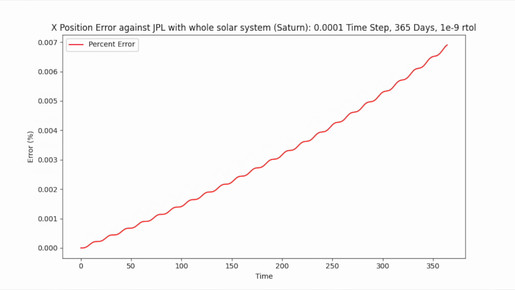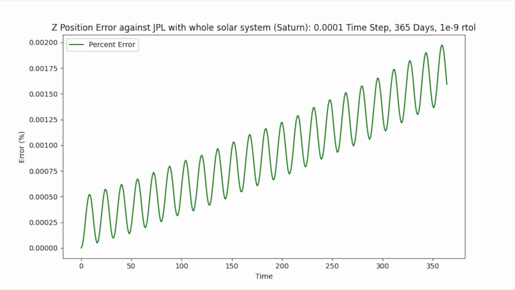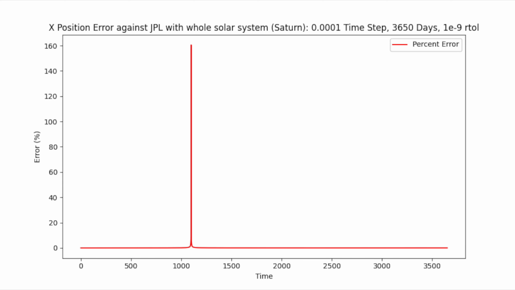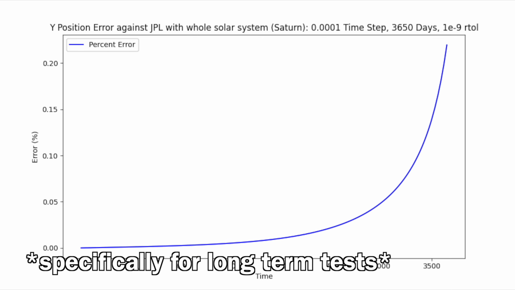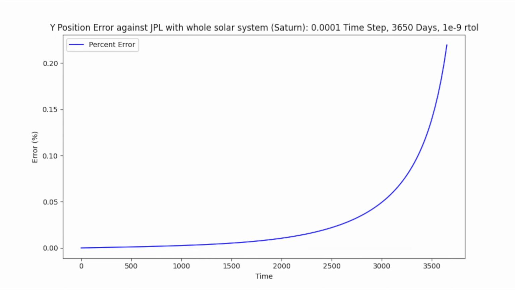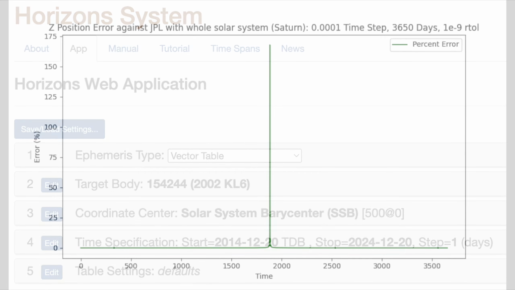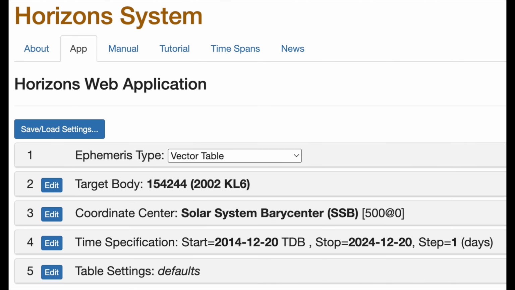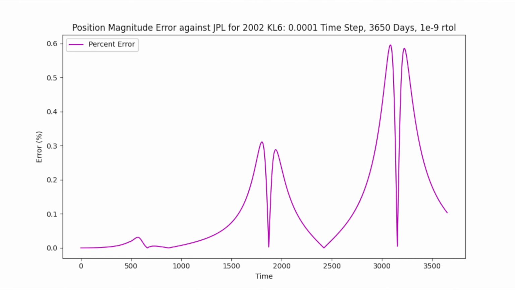Well, when investigating the exact XYZ coordinates, it still seems like we retain accuracy. There's some odd spikes at specific moments, which I feel is less due to the inaccuracy of my simulation, but some condition changes with the JPL Horizons ephemeris. So now on to something less predictable than the Jupiter and Saturn planetary orbits. This is 2002 KL6. When simulating this orbit, it seems to match JPL Horizons pretty well also.